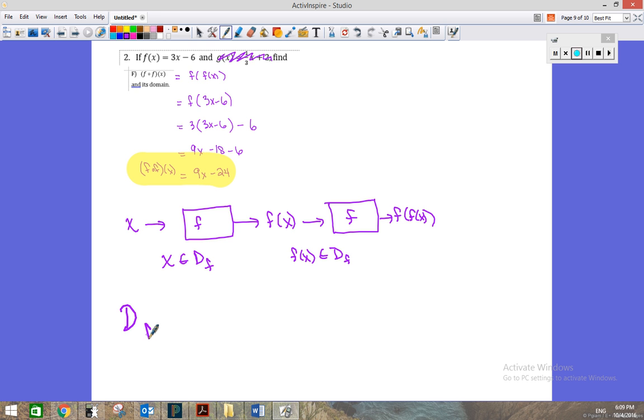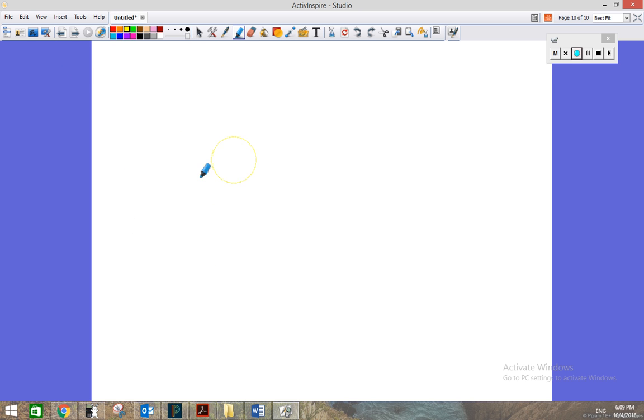The domain of f composed with f is all real numbers, meaning from negative infinity all the way to positive infinity. So that is our second answer to this part F. And I think that's now all of problem 2. Let's check. Right, let's stop the video and I'll do problem 3.